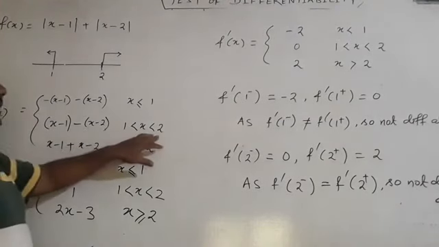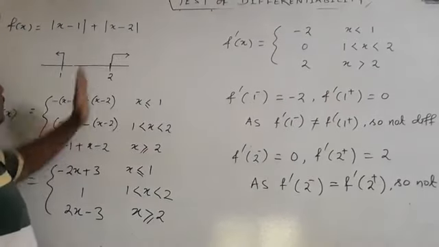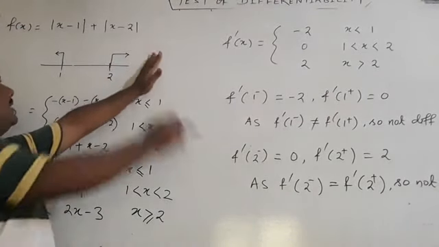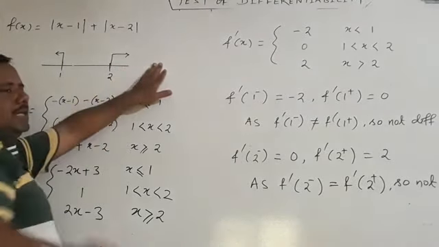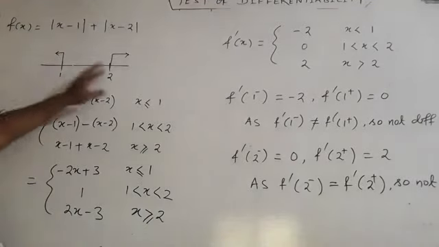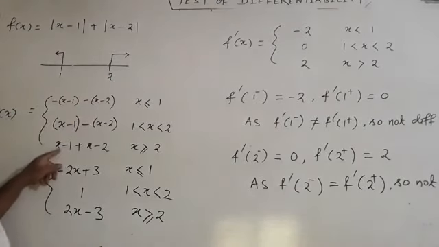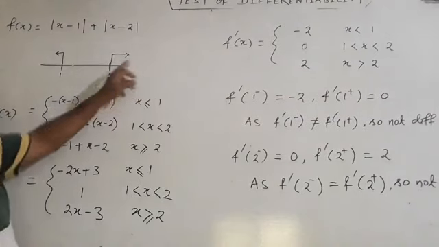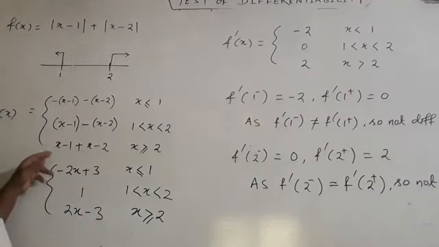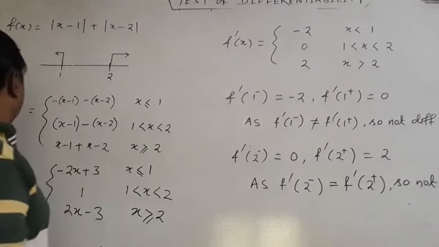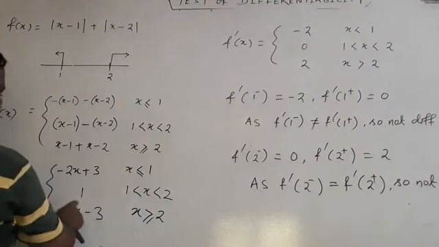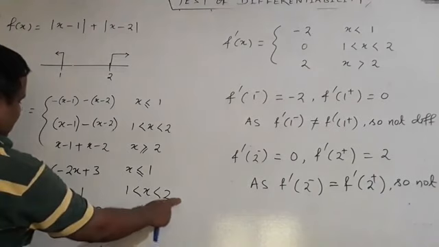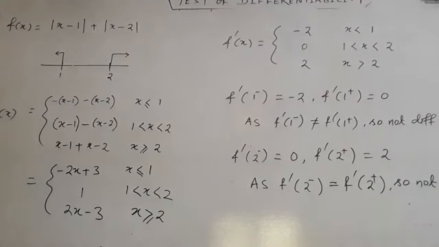I am not taking the equal sign here. When x is greater than 2, it must also be greater than 1, so it becomes x minus 1 and x minus 2, and after opening it becomes 2x minus 3. So f(x) is minus 2x plus 3 for x less than or equal to 1, 1 when 1 is less than x less than 2, and 2x minus 3 when x is greater than or equal to 2.